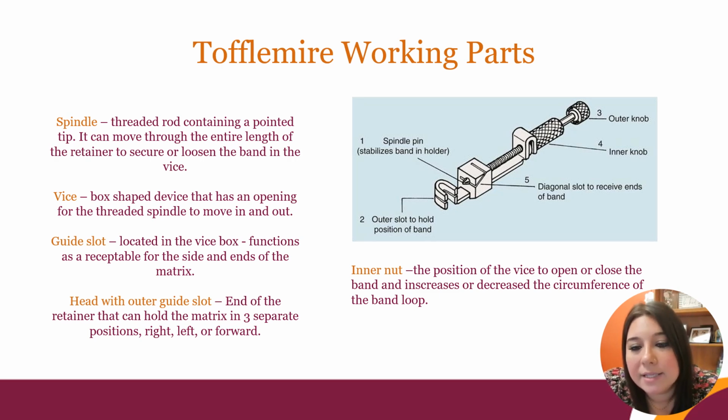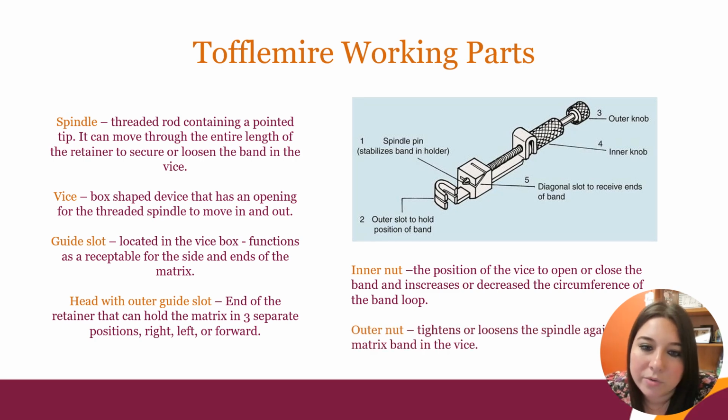It opens the band or closes the band. So it's either going to make the band larger in circumference or decrease the circumference of the loop that the band is going to make to go around the tooth. And then last, number 3 on the picture is the outer nut, which tightens or loosens the spindle in order to either grip the band or let go of the band.